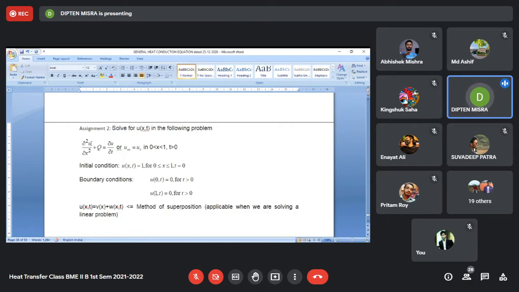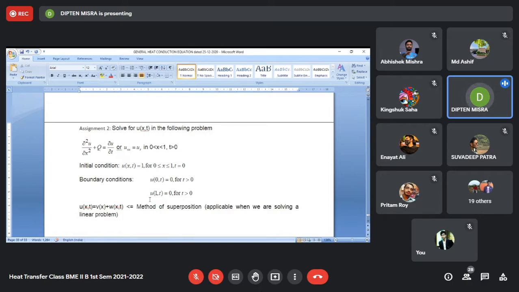There may be some problem where there is a product of u into u square, or u del 2 del x square, like that. No such thing is there in this problem. All terms containing u have a power of 1. Here u contains a power of 1, and in the boundary condition also u is to the power 1. So when these types of things are there, we call it a linear problem.